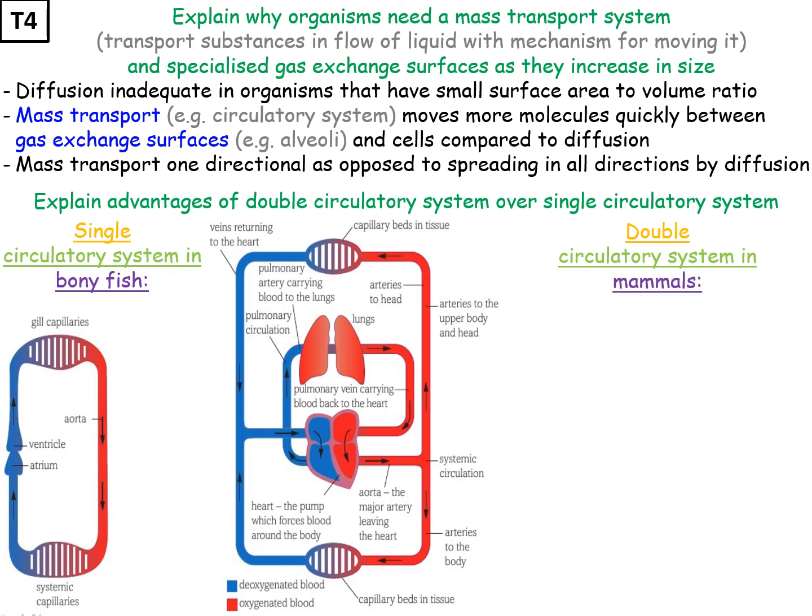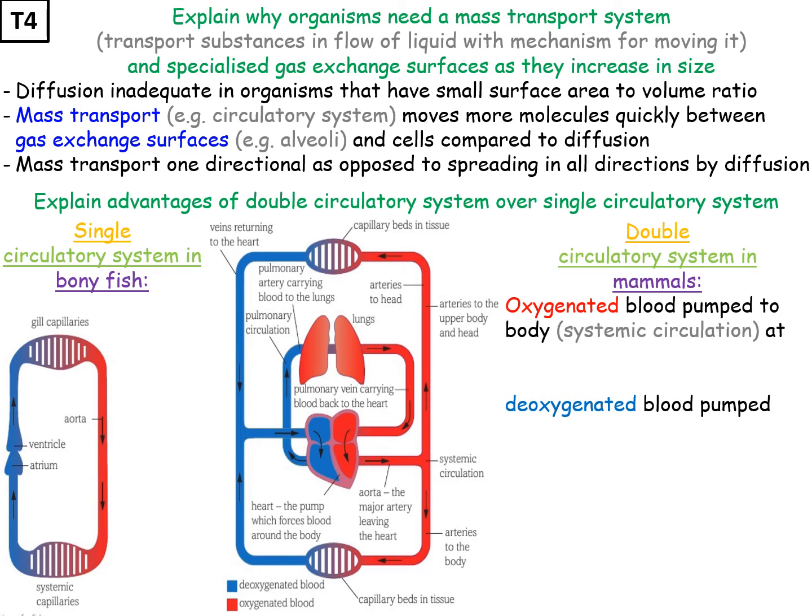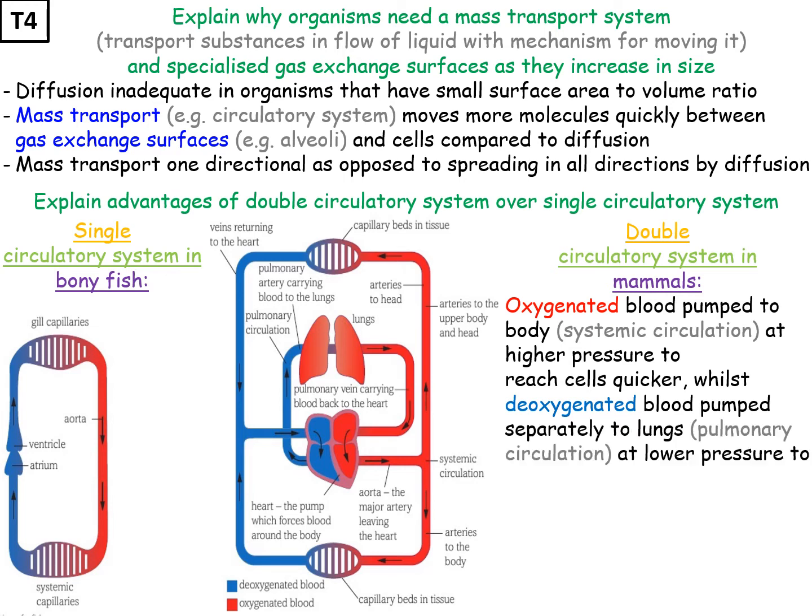Double circulatory system can be found in mammals. Here, oxygenated blood is pumped to the body through the systemic circulation and is pumped at a higher pressure to reach cells quicker. Deoxygenated blood is pumped separately to the lungs in the pulmonary circulation and is pumped at a lower pressure, and that makes sure that the lung blood vessels are not damaged.